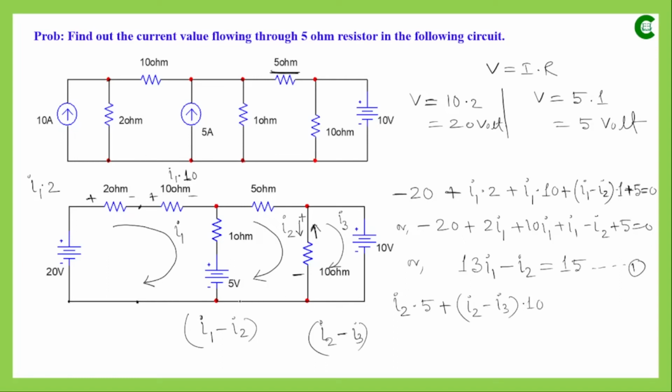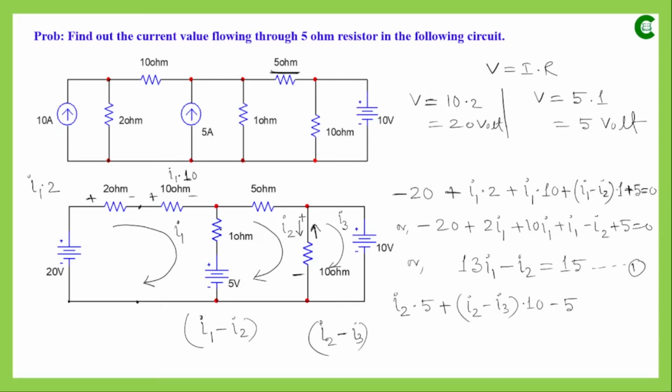After that, the next component is the 5 volt voltage source, and this time we are moving in the upward direction through this voltage source. So we are basically traversing from the negative terminal to the positive terminal. So this time the voltage value will be taken as negative, minus 5.